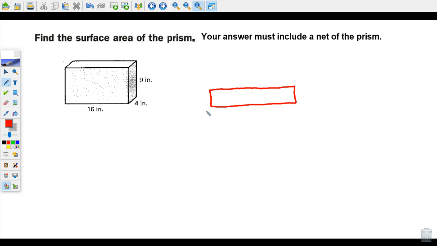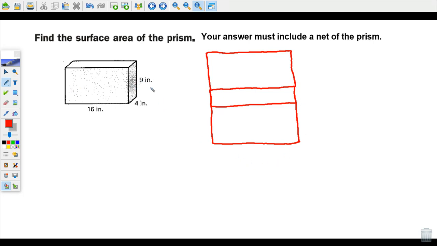And now let's unfold the front and the back. So the front, this side is going to fold down. This is the 9 inches. So more than twice as big as this. And there's also the back, which is identical. So we'll put the back on the opposite side here, and I'm going to do my best to make it identical.